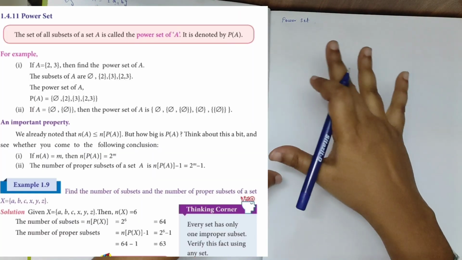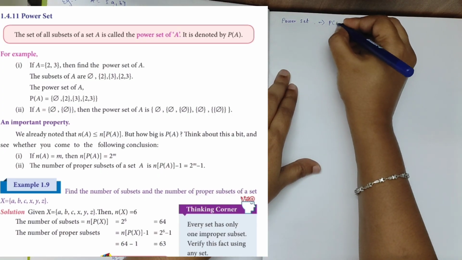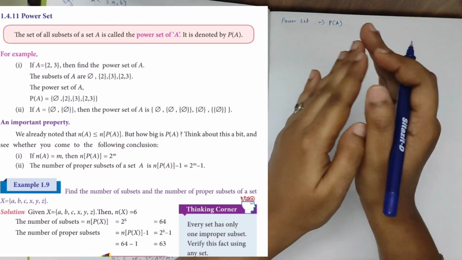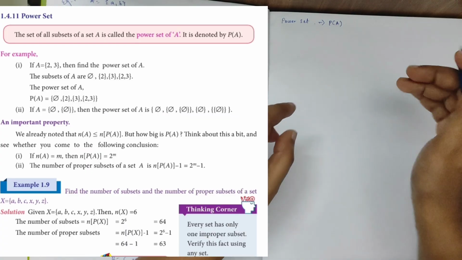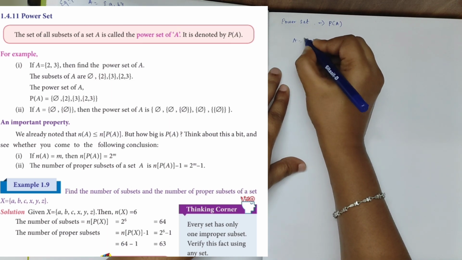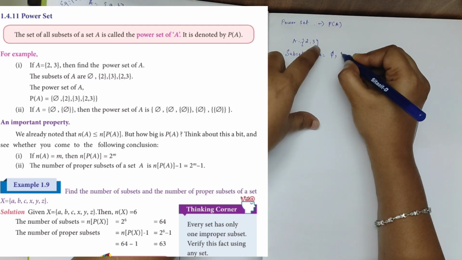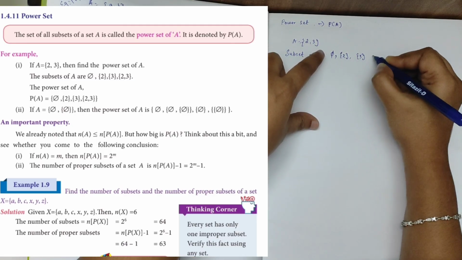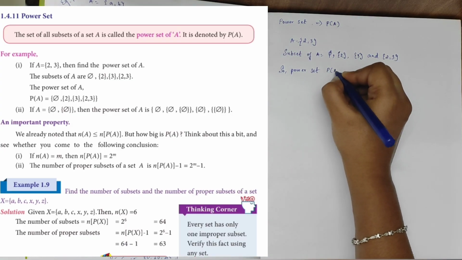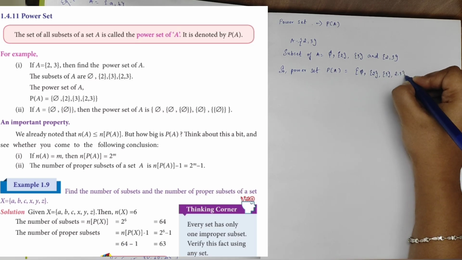Next we are going to see about the power set. So what is a power set? The power set of a set A is the set of all possible subsets of A, and this is written as P of A. For example, if A is equal to {2, 3}, then the subsets of A are the null set, {2}, {3} and {2, 3}. The power set P of A is equal to {null set, {2}, {3}, {2, 3}}.